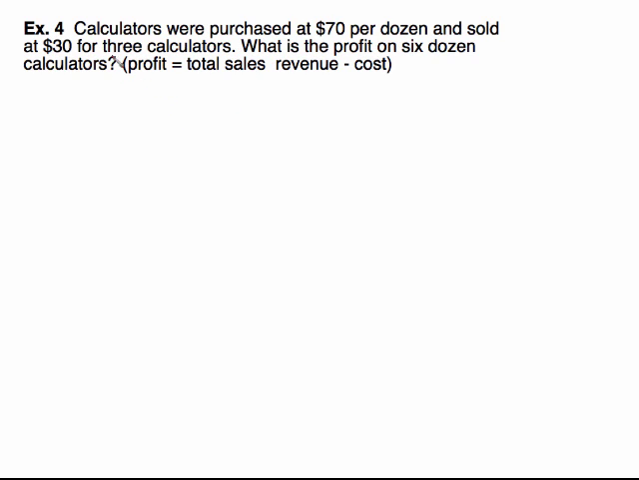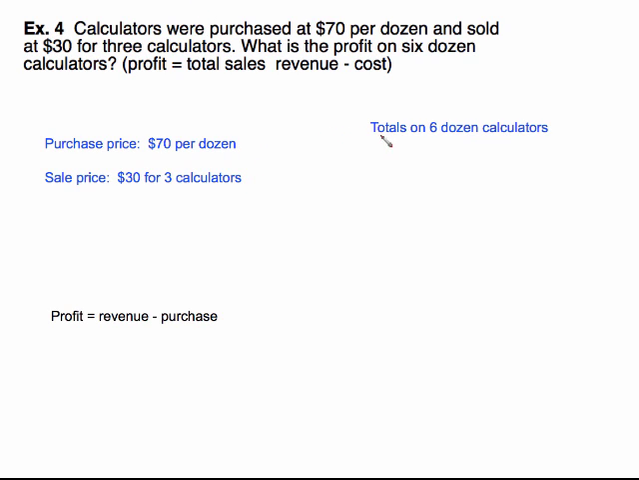So let's write down what we can from this information right up here. We've got the purchase price was $70 per dozen. The sale price was $30 for 3 calculators. Let's see if we can get these into the same unit idea by computing the totals on 6 dozen calculators. What you're doing is you're buying 6 dozen calculators, and each dozen costs $70. So if you multiply this by 6, that means you paid $420 for these calculators initially.